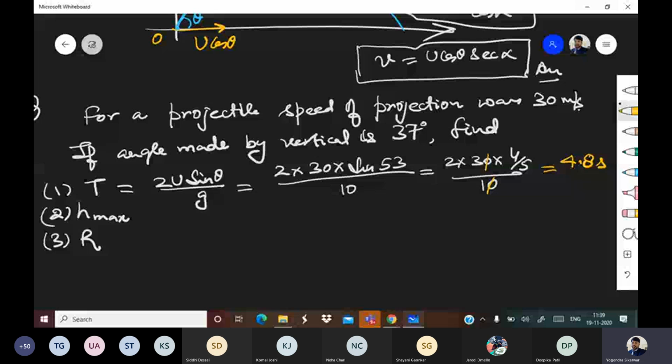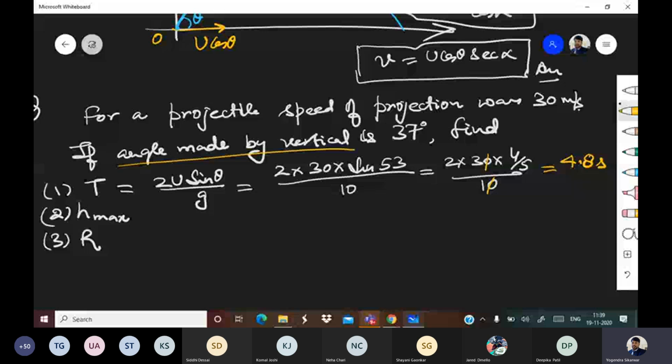This question was basically just to check how carefully you read the question. The angle was given with vertical. Only that was the purpose. Otherwise, you know all the formulas. All of you know the formulas. This was just to simply check how attentive you are in the exam.